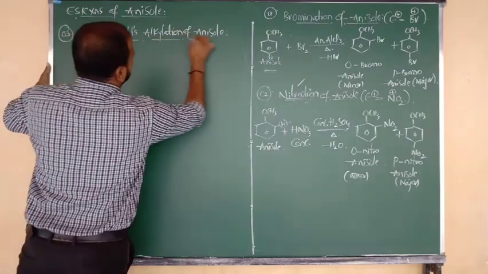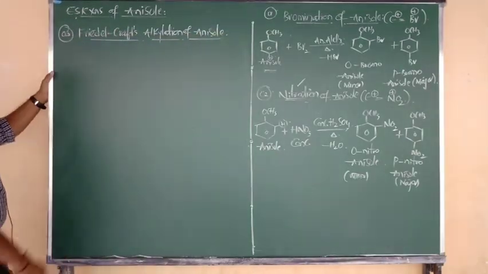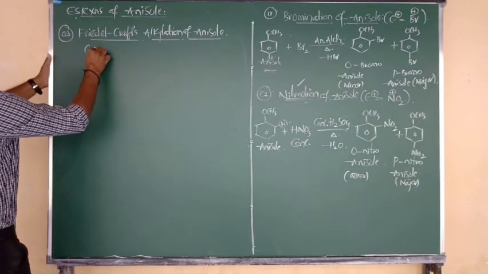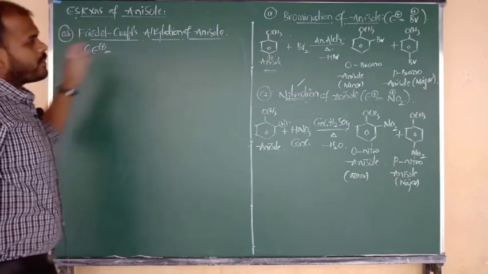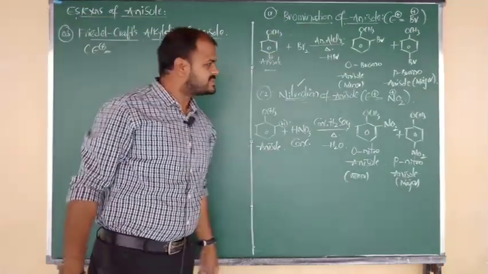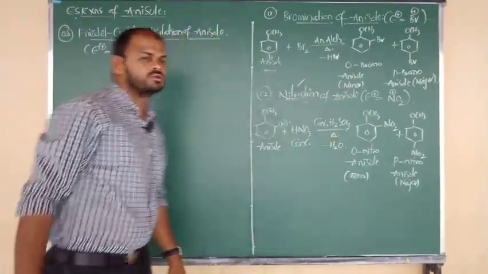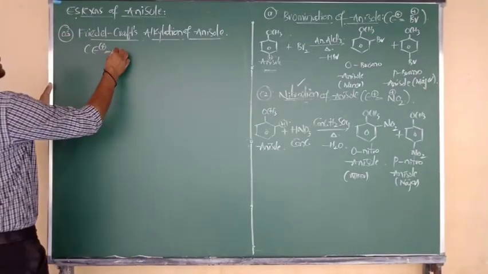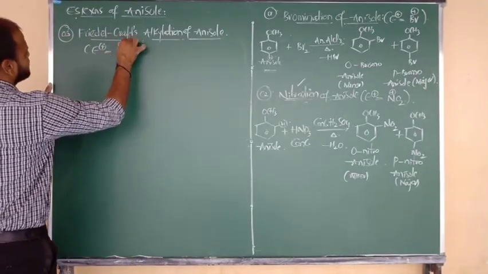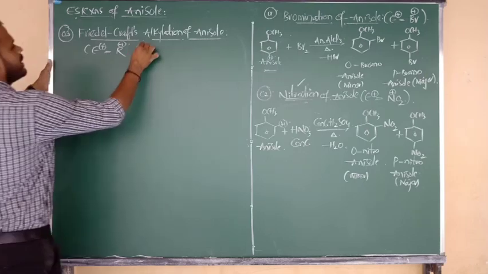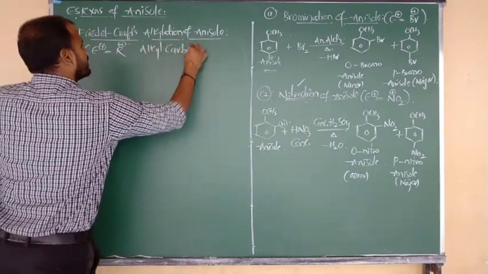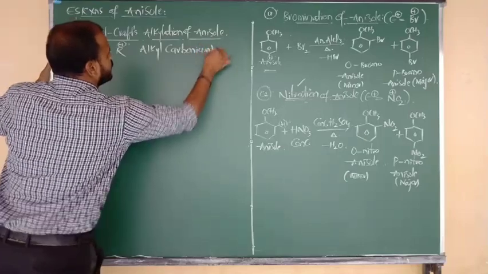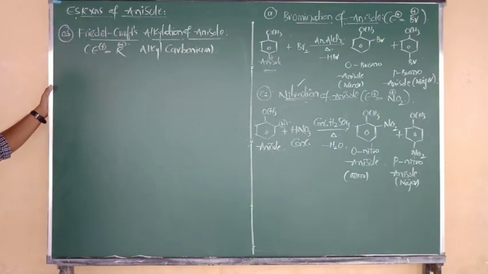How does anisole undergo alkylation as per Friedel-Crafts? Again the same thing, beta. Here also in this reaction, first of all we have to know what the electrophile is. Upon bromination the electrophile is Br plus, upon nitration the electrophile is NO2 plus, but upon alkylation the electrophile is R plus, that means the alkyl carbonium ion. It acts as an electrophile and attacks at the ortho place and para place.